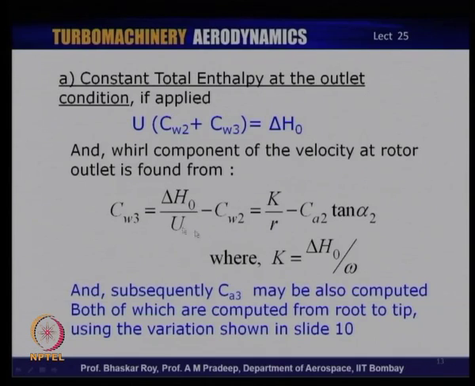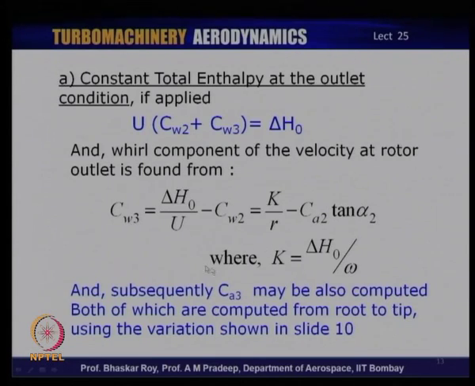Now, the first term here can be written in terms of k by r, k being delta H 0 by omega. Omega is the angular velocity of the rotation of the turbine rotor. Now, rotor is the only one which is doing work, stator, if you remember, does not do any work. So, the angular velocity of the work done of the rotor, and then that ratio can be taken to be some kind of a constant value for design purposes. Now, you can also find C A 3, which can be computed.